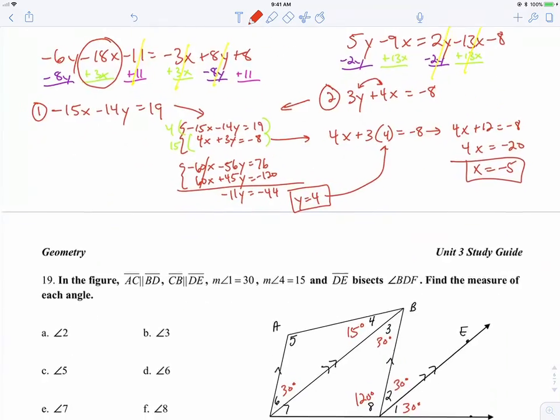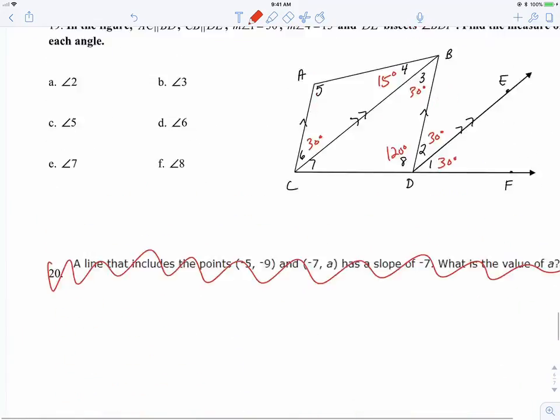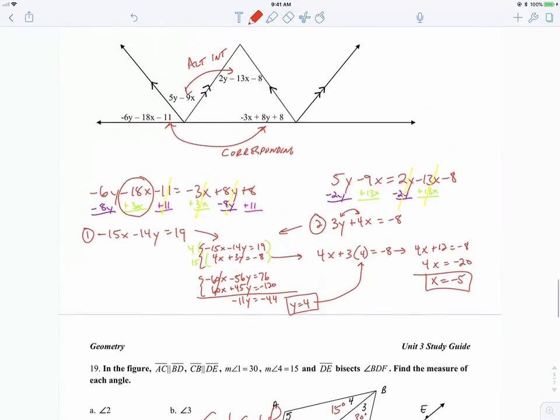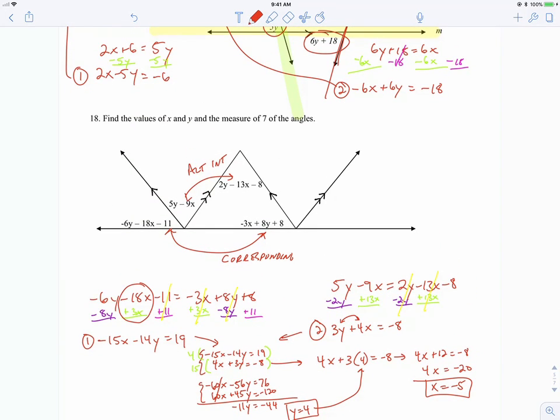And that's it. We are going to skip 19. There's a couple things in there we didn't really do well.